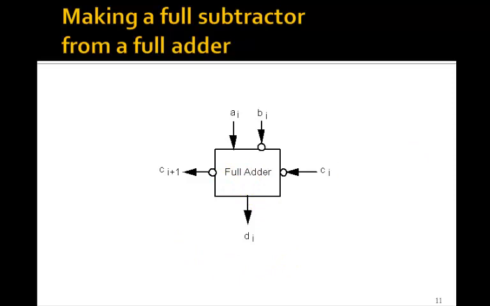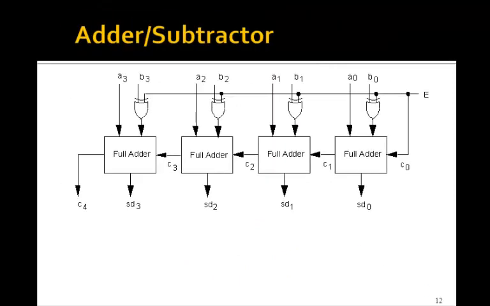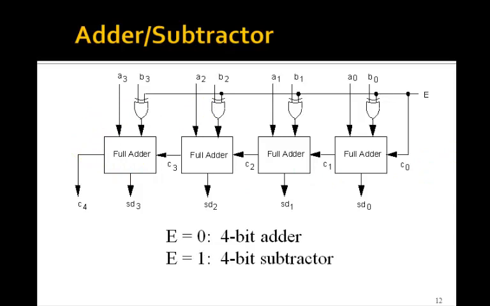Well, let's look at how we might do this with a 4-bit one. Remember, we need a bubble on the B. Well, I can get the bubble on the B by making E 1. So what I'm going to do, if E is 0, this is just no bubble here, and the carry just comes in, and it looks exactly like a full adder. So clearly, if I set E equal to 1, this is a 4-bit adder. But what happens when I set E to 1? Well, I set E to 1, this is a bubble.